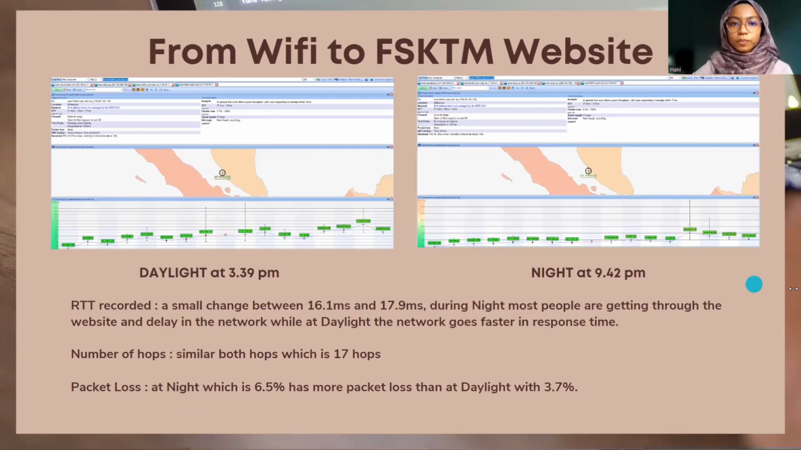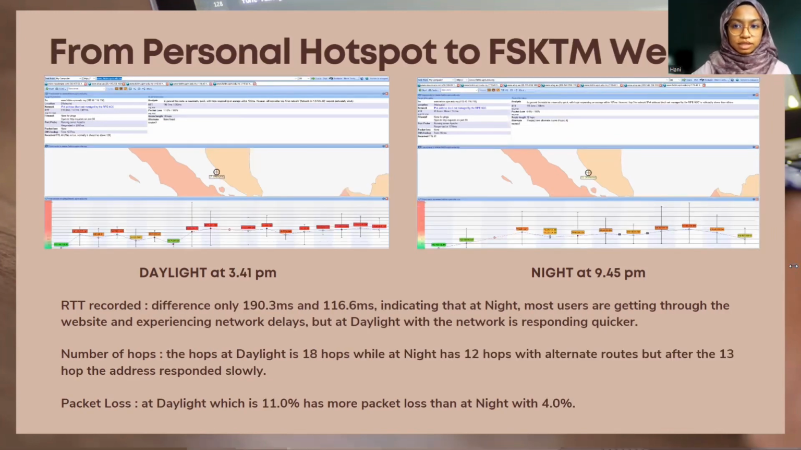Next, from Wi-Fi to the FSKTM website, at daylight I recorded at 3:39 p.m. and at night at 9:42 p.m. The RTT recorded is a small change, between 16.1 milliseconds and 17.9 milliseconds. At night, most people are getting through the website, causing delay in the network, while at daylight the network goes faster in response time. The number of hops is similar for both, which is 17 hops, and the packet loss is more at night, which is 6.5%, than at daylight at 3.7%.